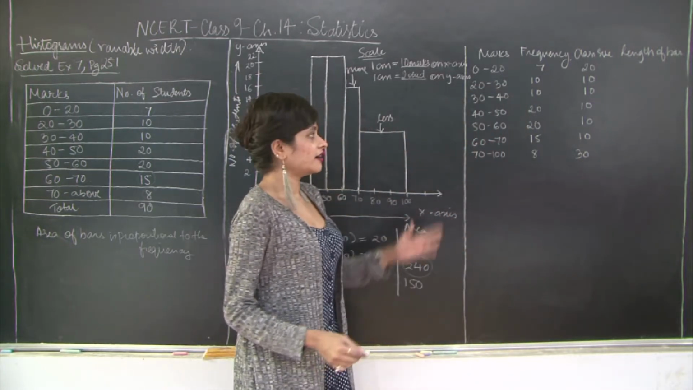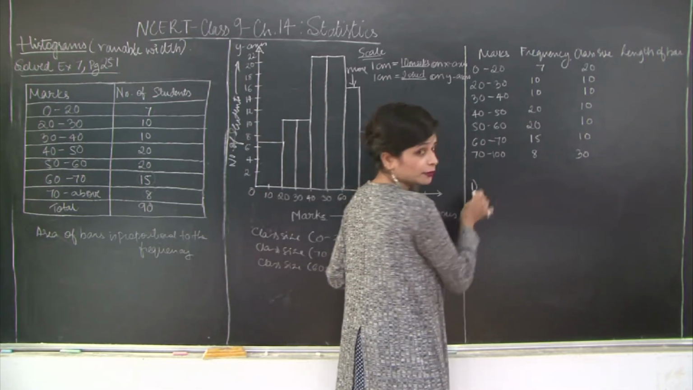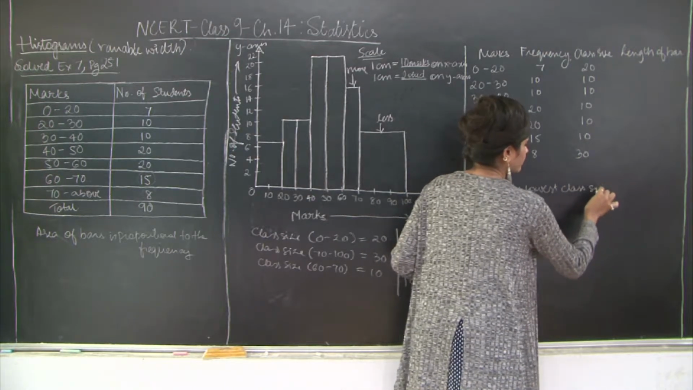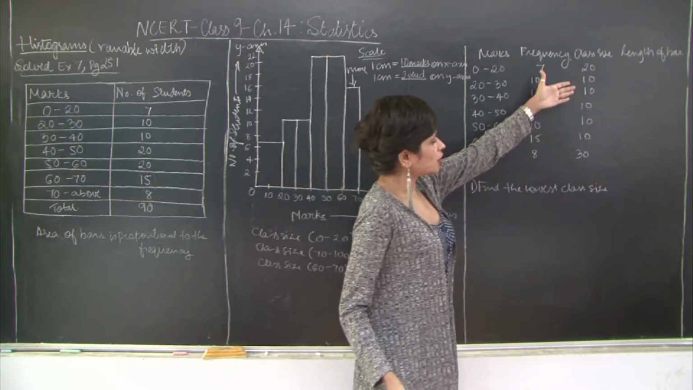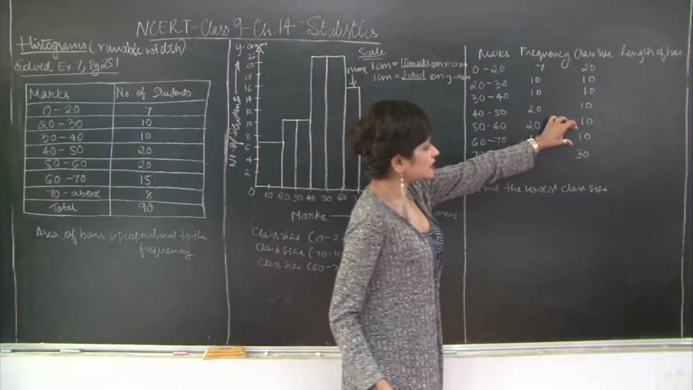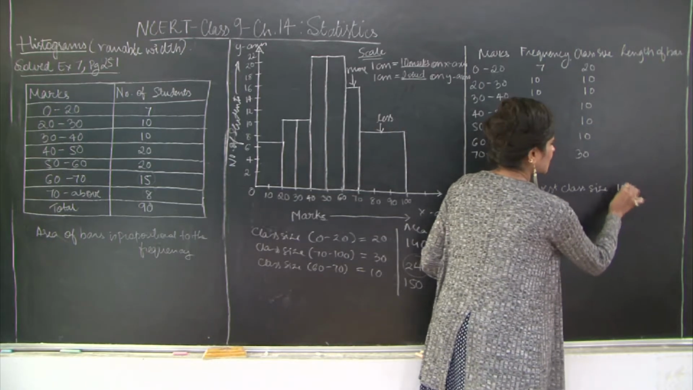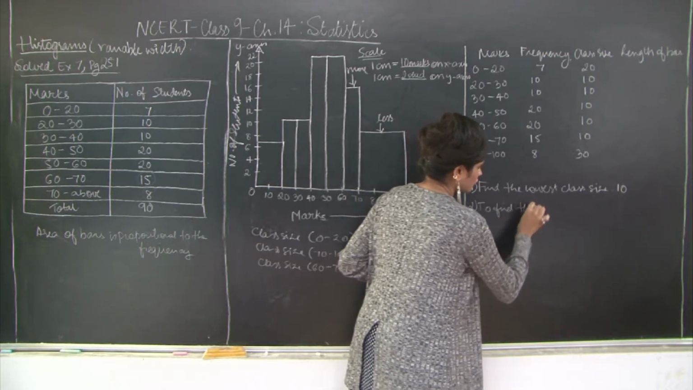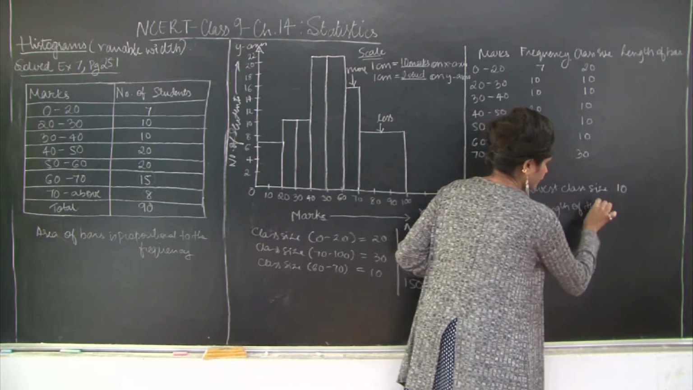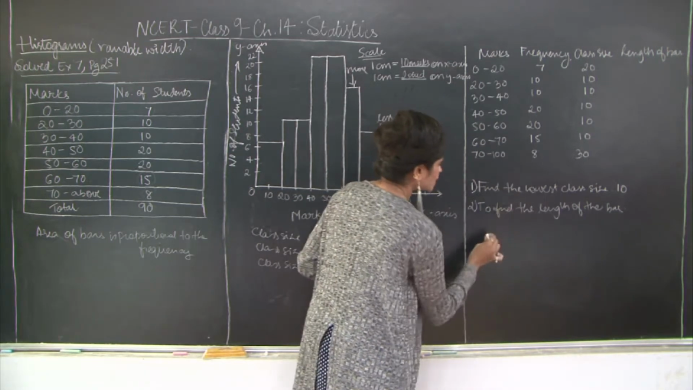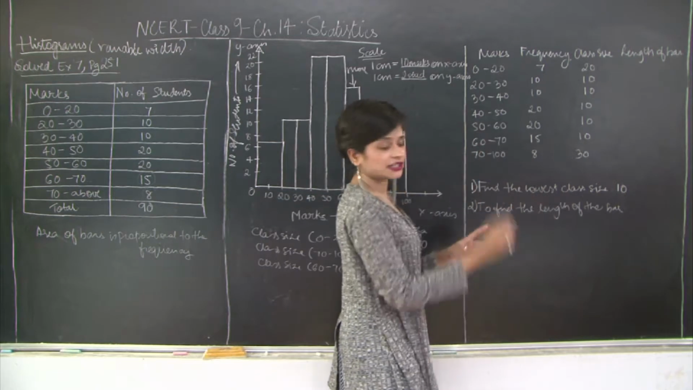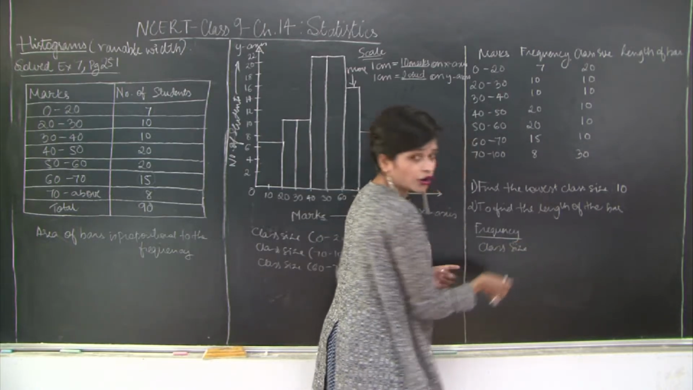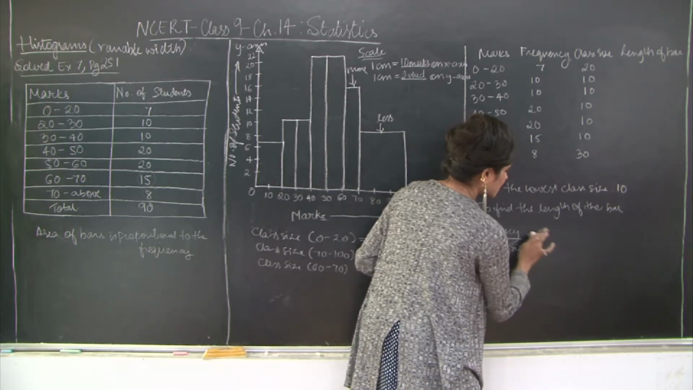Now how do you find the length of the bar? The length of the bar will be like this. The first step would be to find the lowest class size. So which is the lowest class size? You have 10, 20, 10, 10, 10, 10, 30, right? And so on until 30. The lowest class size could be either of these 10. So the lowest class size is 10. And to find the length of the bar, you're going to take the fraction of frequency upon class size multiplied by the lowest class size.